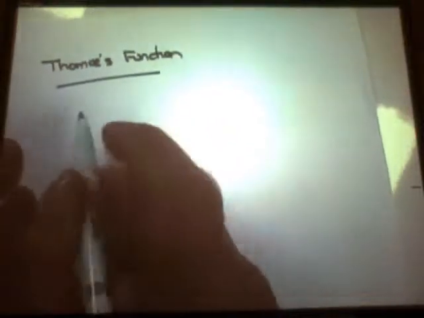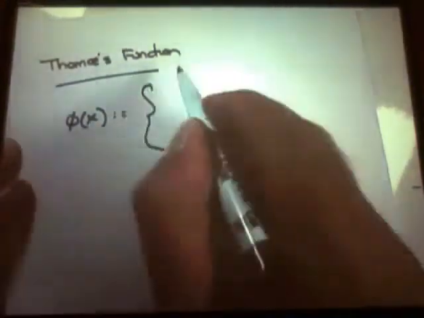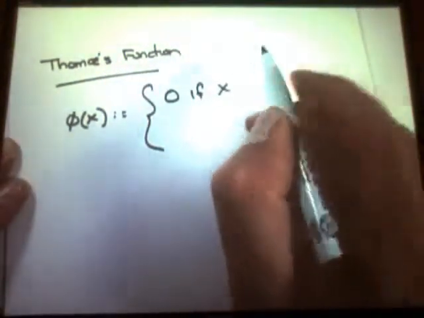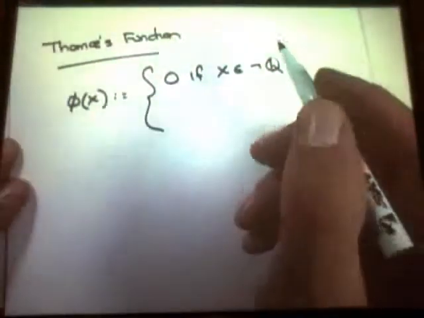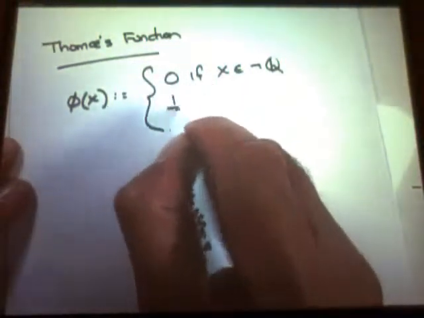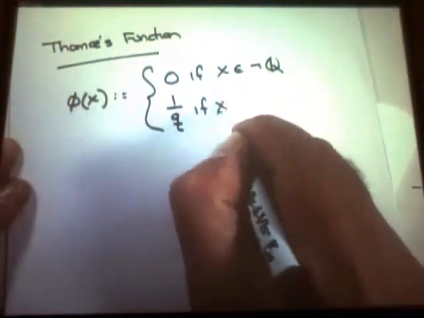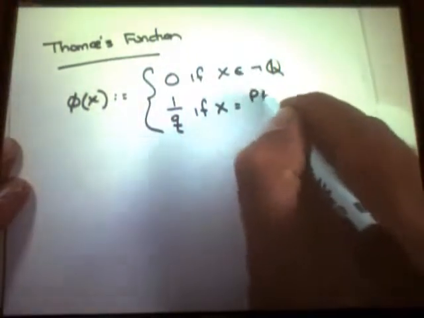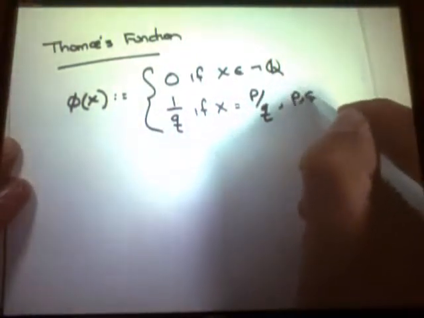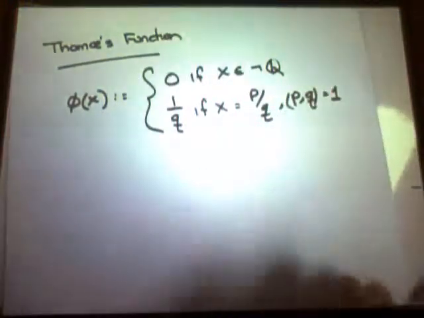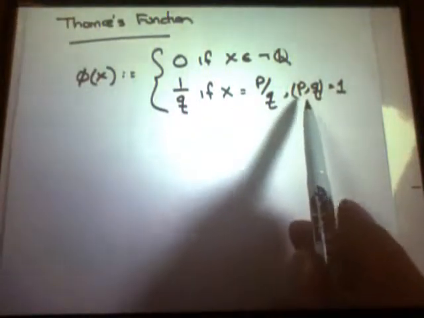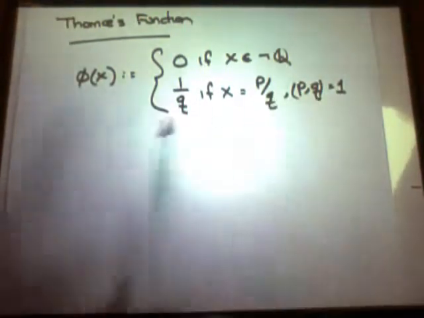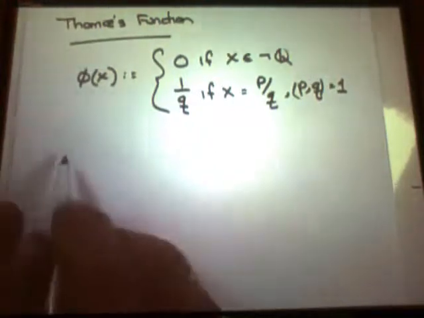Okay, Thomae's function is defined to be 0 if x is non-rational, and 1 over q if x is of the form p over q, where p and q are in lowest terms. That's a number theory thing. So the GCD or HCF is 1. Okay. Clean.